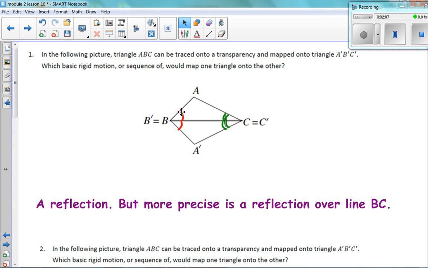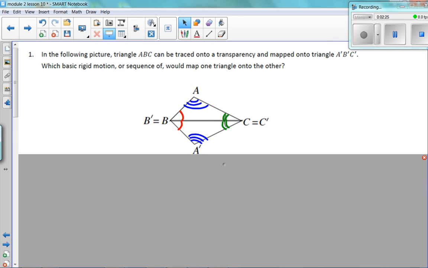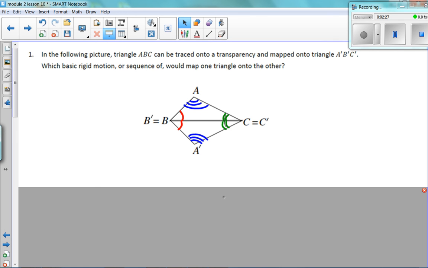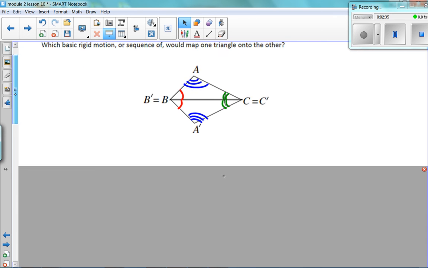If they are in fact the same triangle, then you could take it a step further, and A could have 3 curved lines, and A prime would have 3 curved lines. That's just a side note, okay? So it's obvious if you use a transparency that you could reflect the bottom triangle over the top triangle. So that would be an answer.